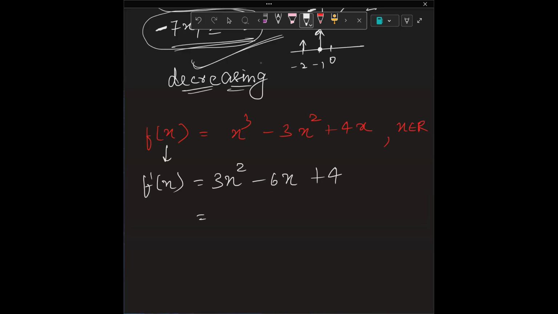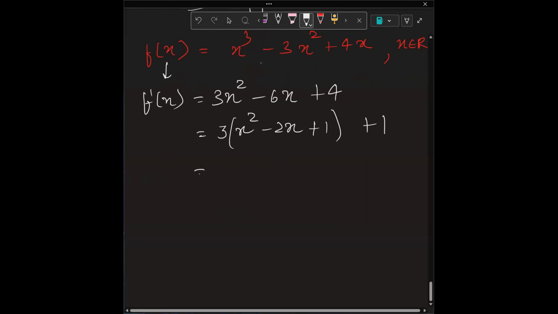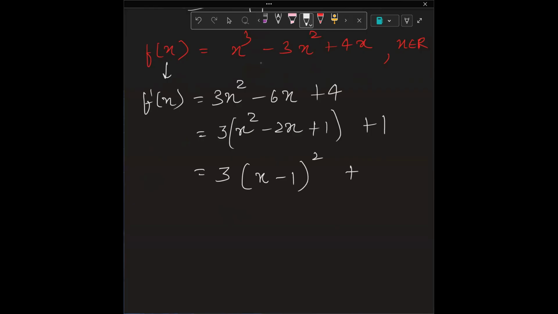Okay, so if I take this 3 out, x square minus 2x, and if I write plus 1 here, can I write like this? I just break this 4 into 3 plus 1 so that I can make a square quantity. So I can write this as 3 times (x minus 1) square plus 1.